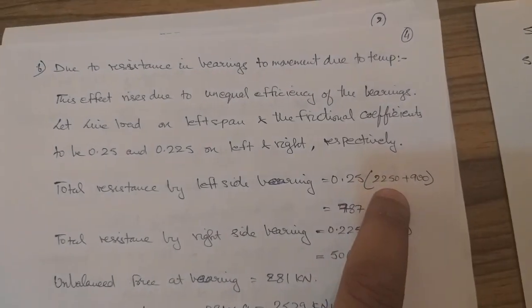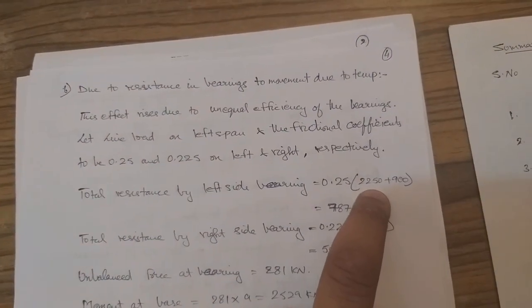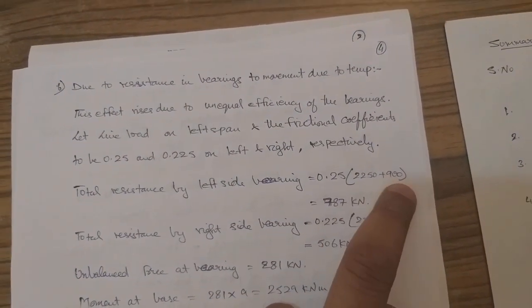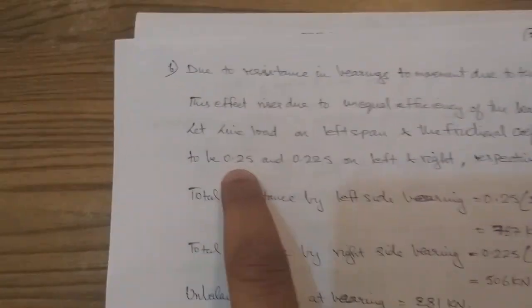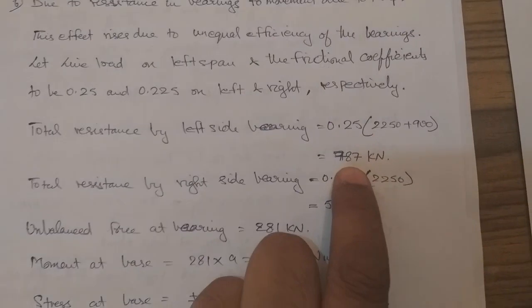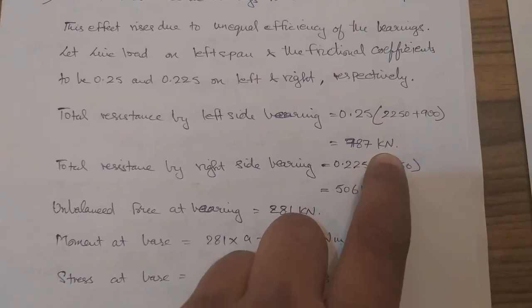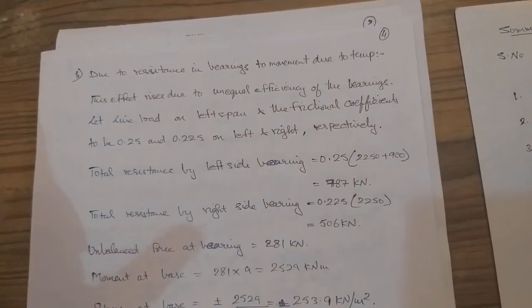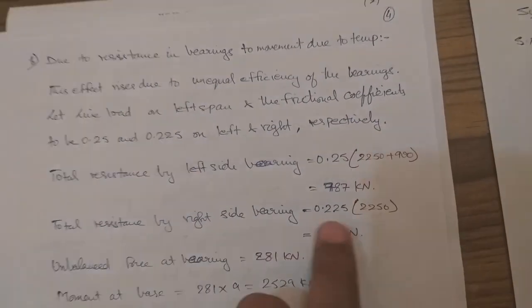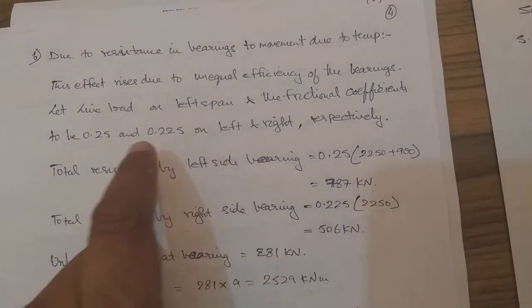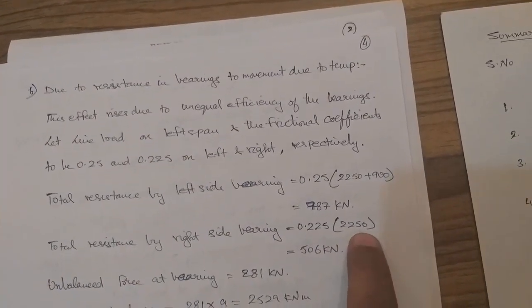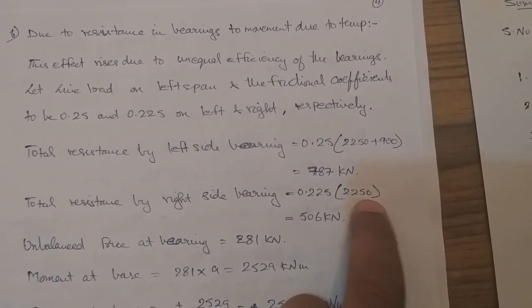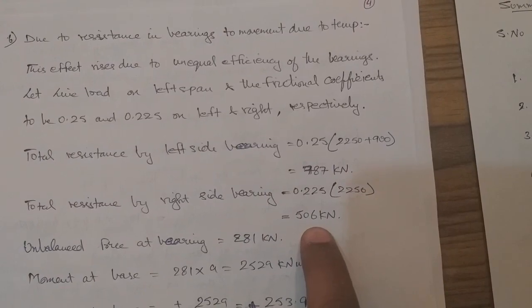This is the load, where 2250 is the dead load, and this is the live load. So the total load, for an efficiency of 0.25, gives a value of 787 kilonewton. This is the resistance caused by one bearing when the left hand span is loaded. If I consider the other span, the efficiency is 0.225, but there is no live load, so 900 is missing in this picture. So 2250 into 0.225 gives 506 kilonewton.